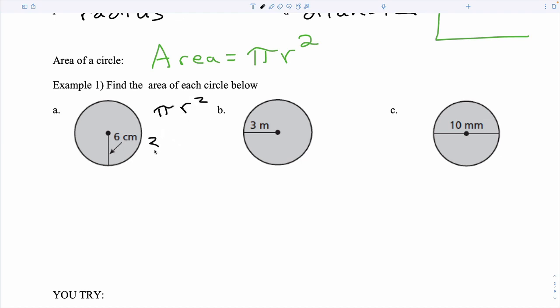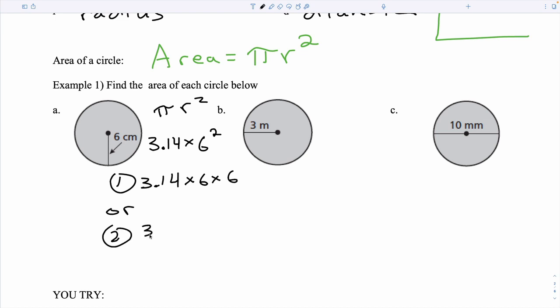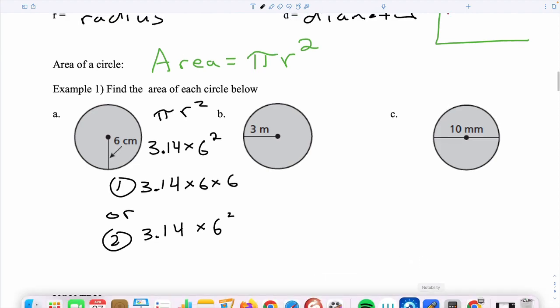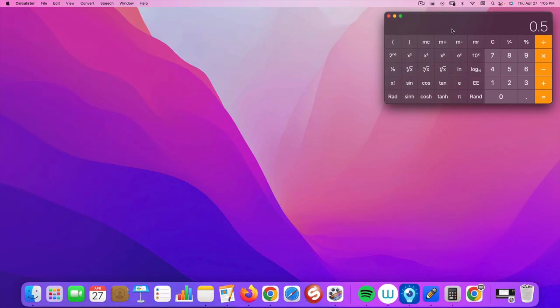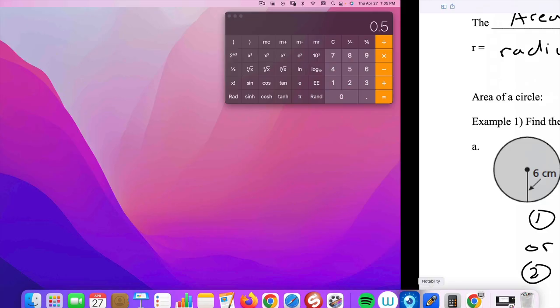What is the number for pi again? 3.141. We can just use the 2 digits. So when you're plugging into a calculator, just type in 3.14. What is the radius for this one? And we're going to square it. In your calculator, you can plug it in 2 ways: 3.14 times 6 times 6, or 3.14 times 6 with a squared button. I'm going to show you both ways. You can choose which way you think is easiest and use that for partner work and homework.